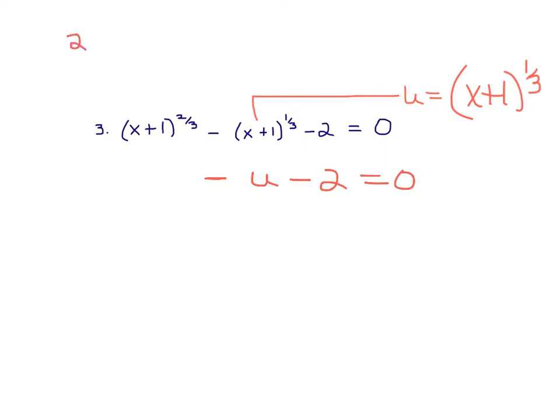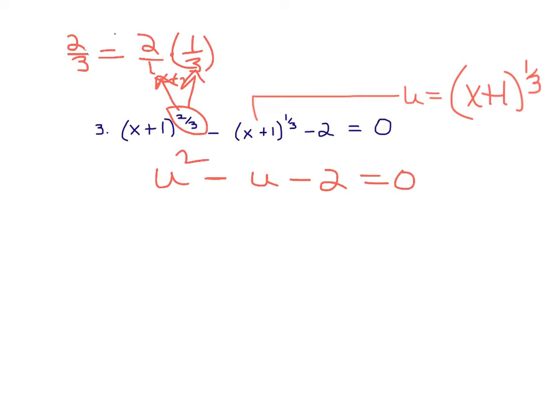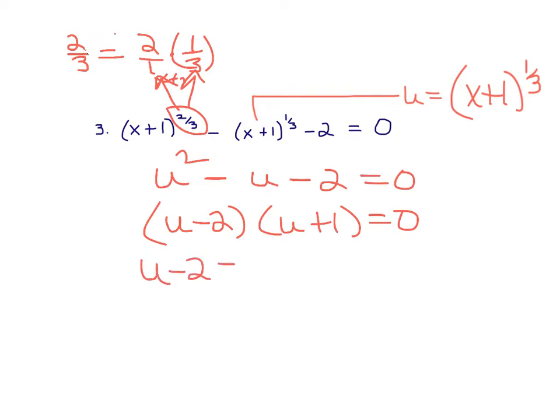This one, the 2/3, when I multiply it by the 1/3 for the substitution, or when I raise it, it's going to cancel. The 2's are going to cancel. Wait a second, let me erase that. Now the factors of negative 2 that give me negative 1 are going to be U minus 2 and U plus 1. I now will set each one of those equal to 0. And I will solve for u.